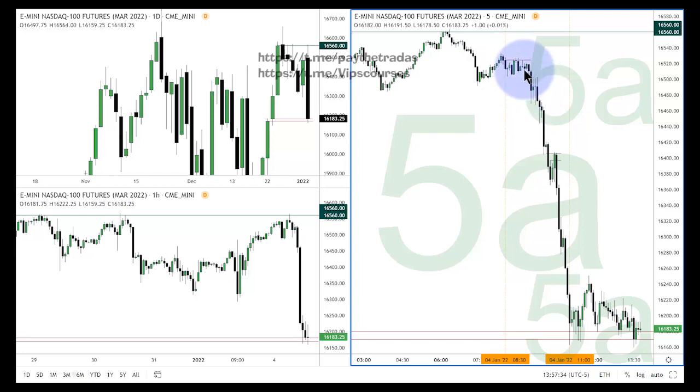NASDAQ showing a willingness to want to trade lower and post decidedly weaker price action. We can confirm later PD arrays with the divergence between the major averages, and I'll show you what I mean by that. This fair value gap here, before we see a slide of over 200 handles, notice the fair value gap in here.